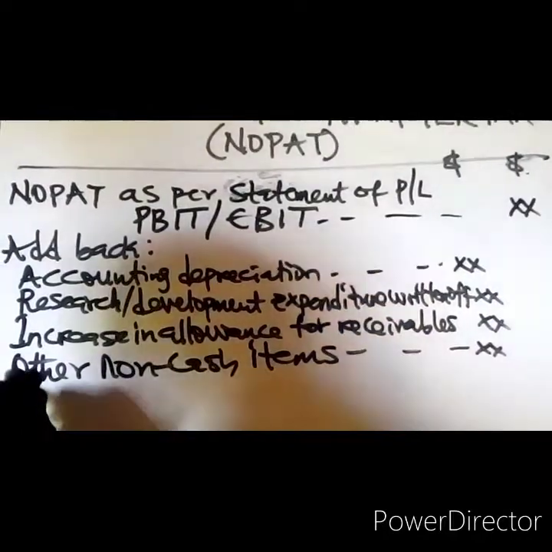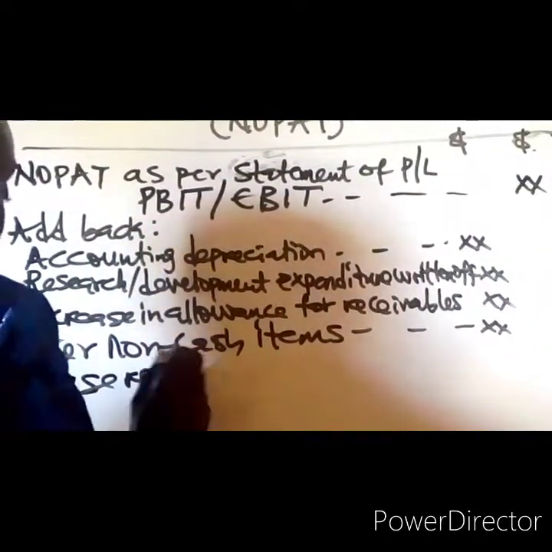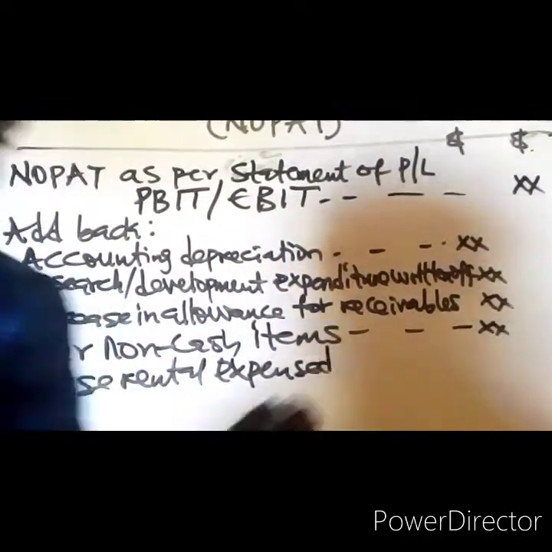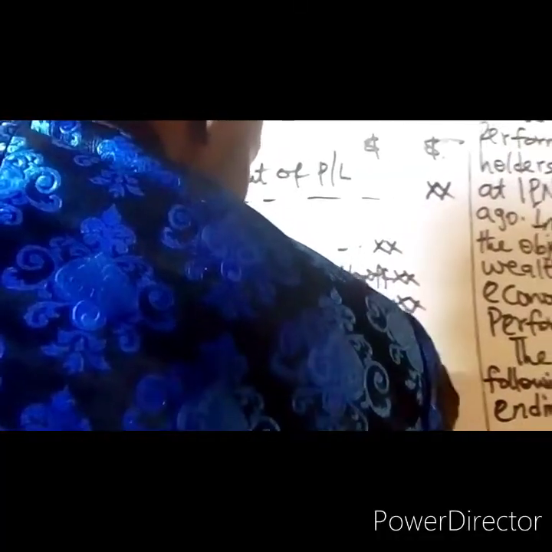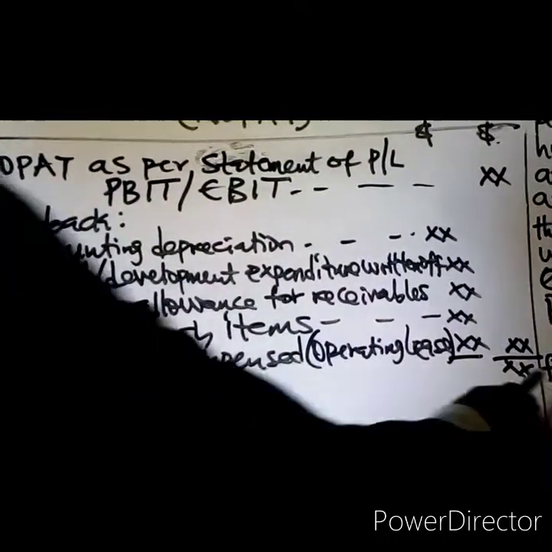Then you also add the lease rental expense in accordance with IAS 36. I'm talking about operating lease, not the finance lease. The one that has been expensed, you add it. So you sum this up, and you have this as the total.